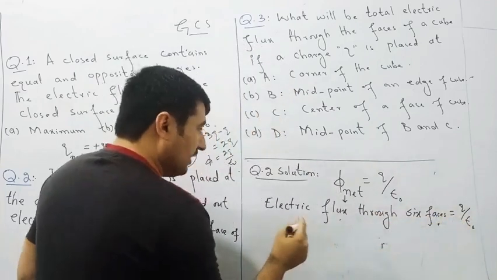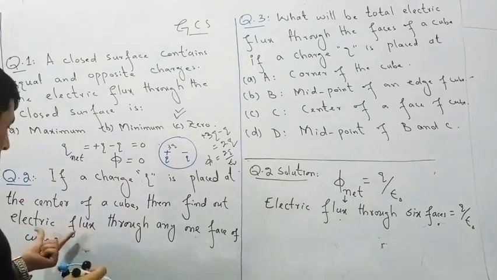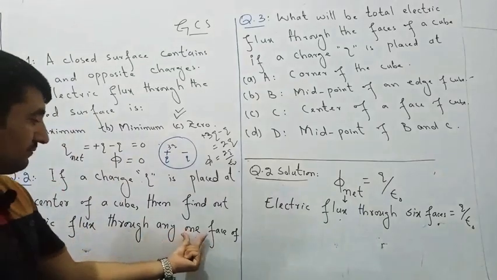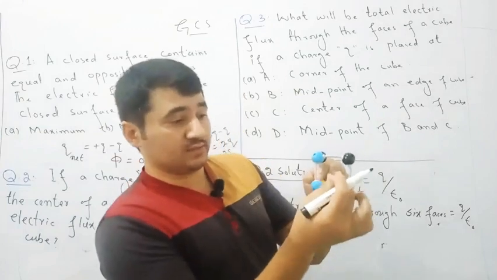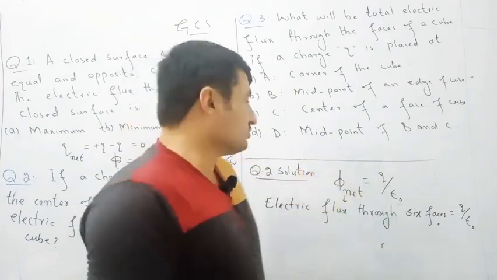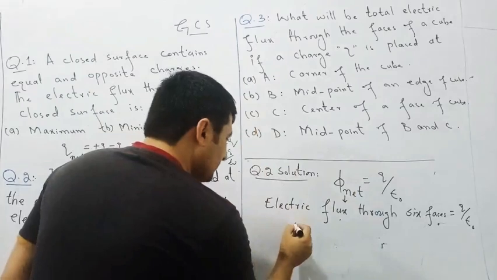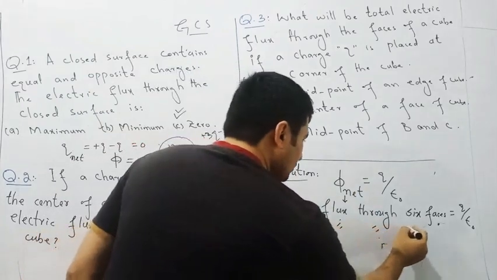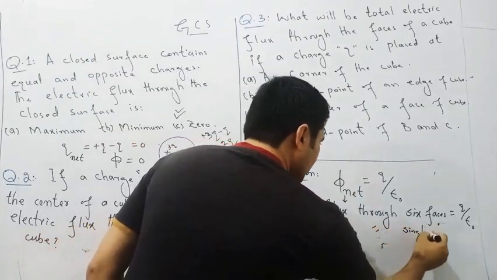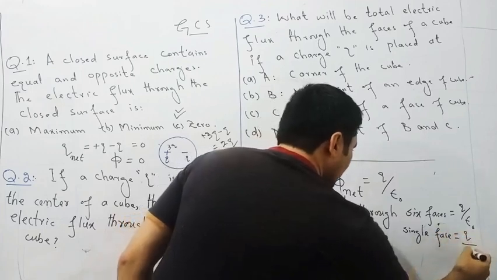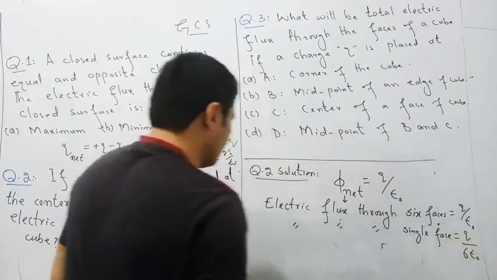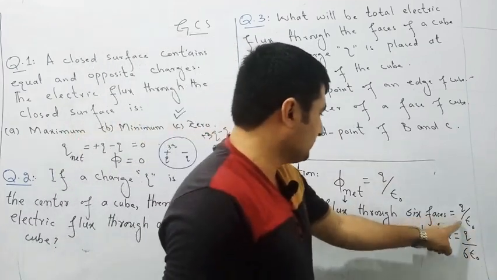So what we have to find out? We have to find out the electric flux through any one face. One face se humne electric flux find out karna hoga, ke yahan se is face se electric flux kya hoga. So you can easily find out the electric flux through a single face. That is equal to Q divided by 6 epsilon naught. You divide it by 6.